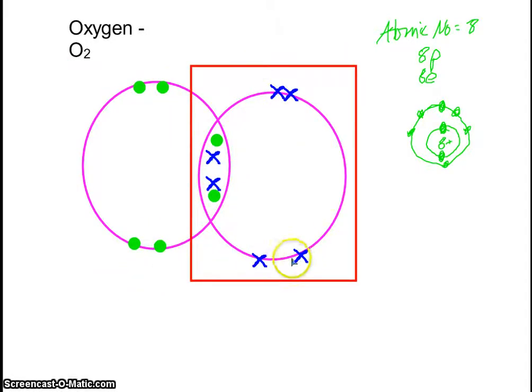But now this one does 2. 1, 2, 3, 4, 5, 6, 7, 8. So they've both got a full set of electrons on the outside. So they're both happy. The only difference is they're joined together. They're joined together with a bond here. That pair of electrons bonds them together, and this pair of electrons bonds them together. So we say we've got a double bond.